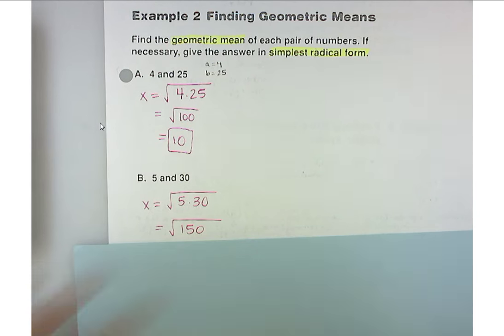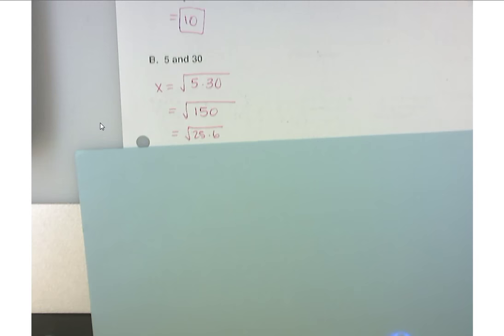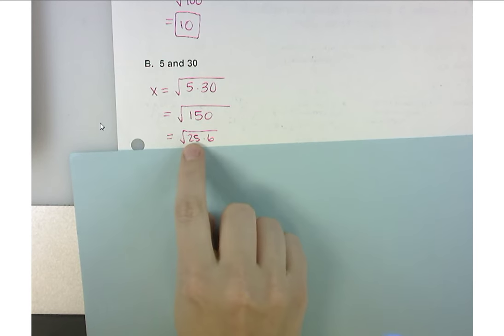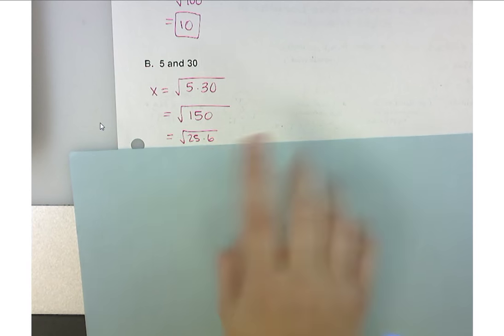6. So we can think of this as the square root of 25 times 6. I know that that's the biggest perfect square because are there any perfect squares in 6? No. 4 is the lowest one, and if I tried to divide it by 4, I would get a decimal. I wouldn't get a nice whole number.